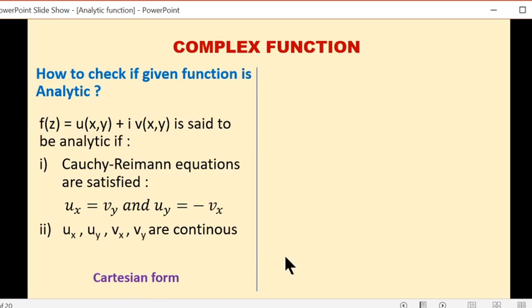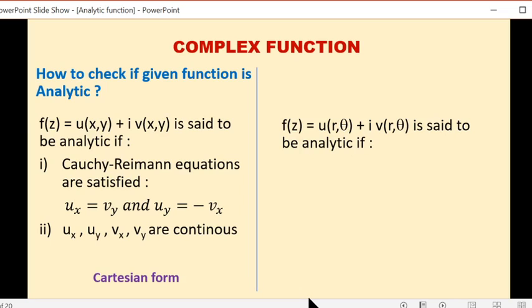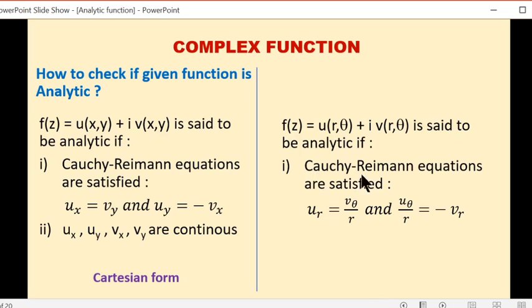Now similarly, we can check these conditions in the polar form as well. In the polar form, the polar variables r and theta will be used. So if we have this function f of z equal to u plus iv expressed in the polar form, it is said to be analytic if two conditions are satisfied. The first condition is that the Cauchy-Riemann equation should be satisfied. The Cauchy-Riemann equation in the polar form is ur is equal to v theta upon r, and u theta upon r is equal to minus vr. So this is the Cauchy-Riemann equations in the polar form.